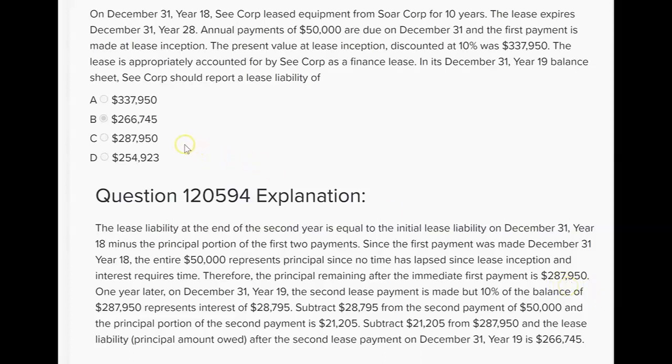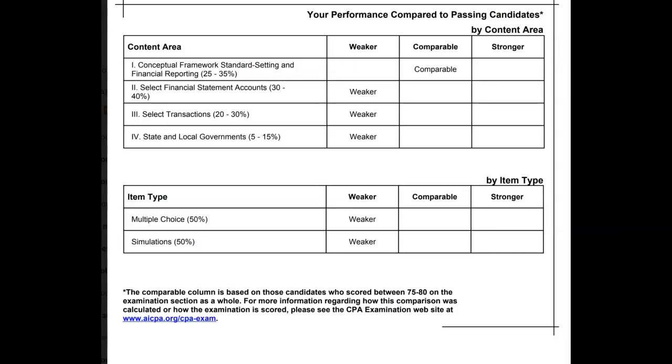But don't pick letter C there because they want to know 1 year later, December 31st, year 19, the second lease payment is made. But 10% of the balance of $287,950 represents interest. So out of the $50,000, $28,795 is interest. Only the other portion that doesn't represent interest is principal reduction, and that's $21,205. So subtract $21,205 from $287,950, and there's your lease liability after the second lease payment on December 31st, year 19, $266,745. And this is exactly the kind of question you've got to be ready for. Now, you know you're going to see leases on the exam. Could you have answered that question 5 minutes ago? What about when you see it next time?